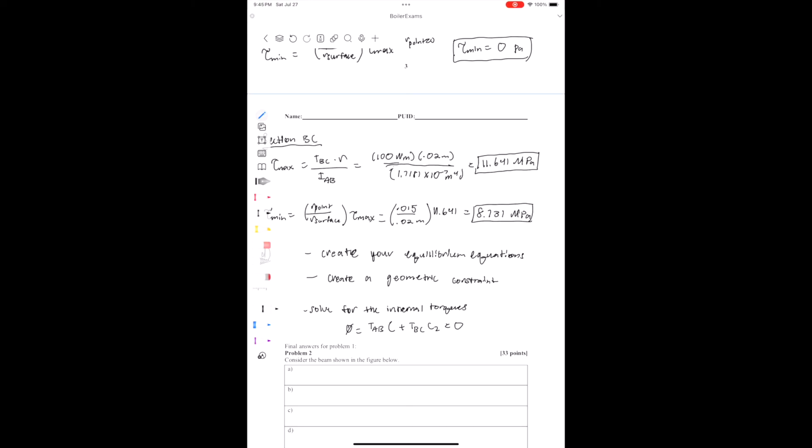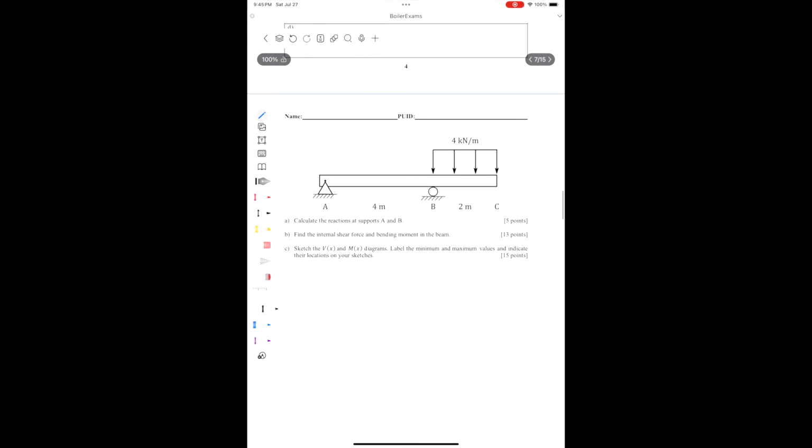But again, since this problem doesn't ask for that, you don't have to actually solve that equation out. They just want you to explain how you would do that. And keep it short and sweet. The graders don't want to read it as much as you don't want to write it. But yeah, so that's it for problem 1. Let's go ahead and move on to problem 2.